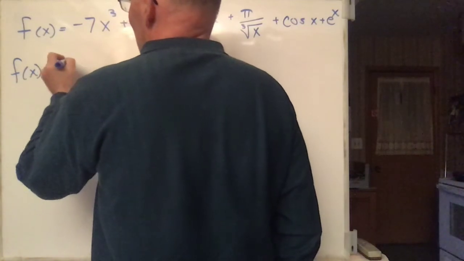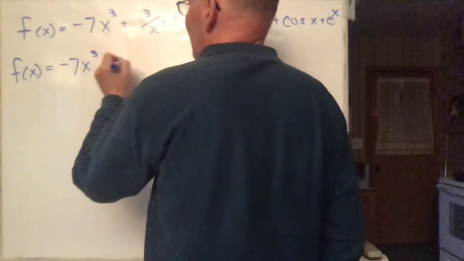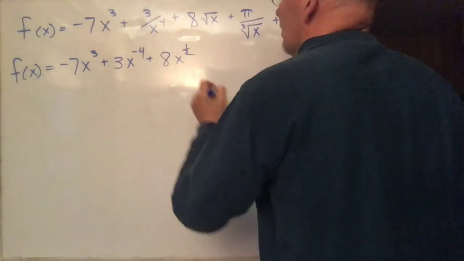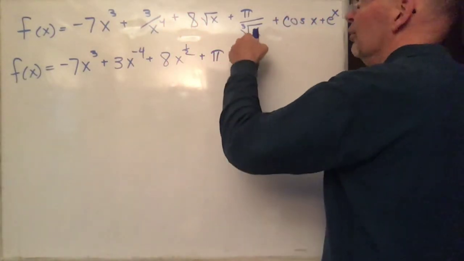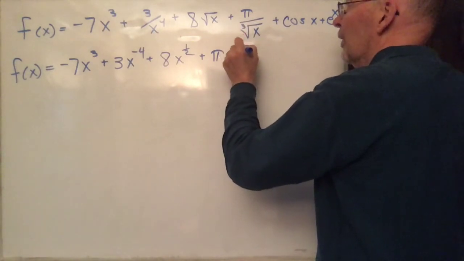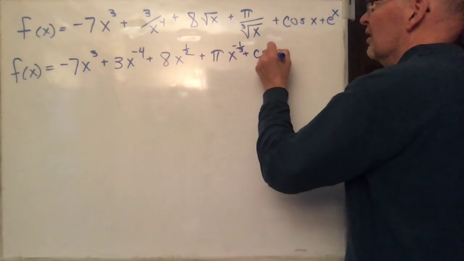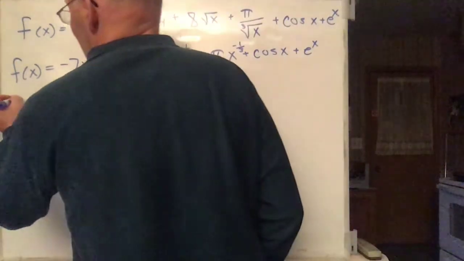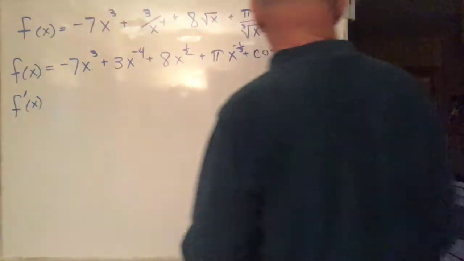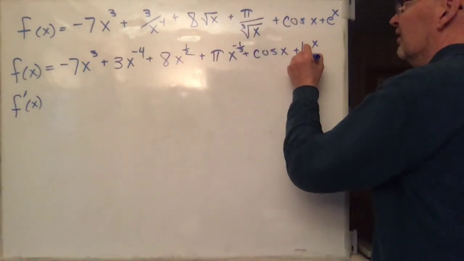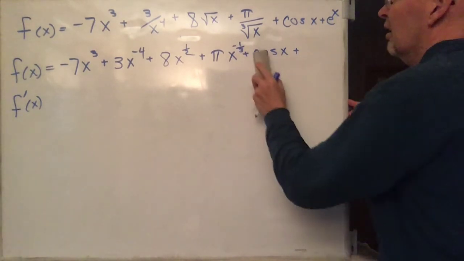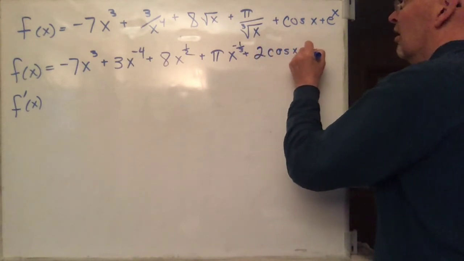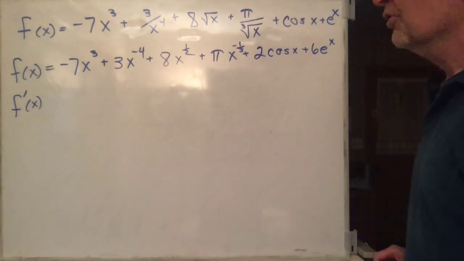So before we start, let's rewrite it like this. This is 3 times x to the negative 4. This is 8 times x to the 1/2 power. This is pi times x to the 1/3 power, and then it's down below, so it's going to be negative 1/3. And then you still have a cosine of x, and you still have an e to the x. Okay? So what's the derivative? In fact, let's make this 6 e to the x. There we go. So what's the derivative?